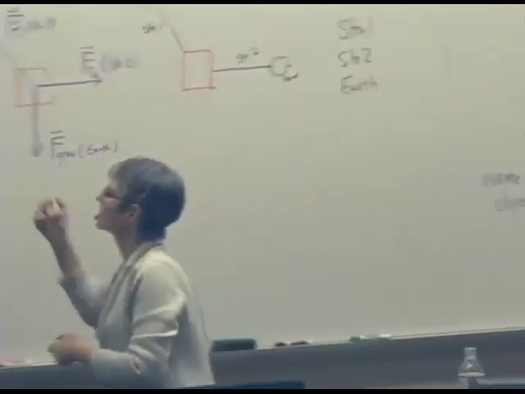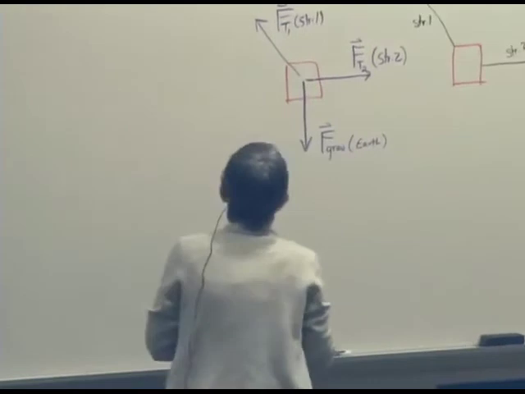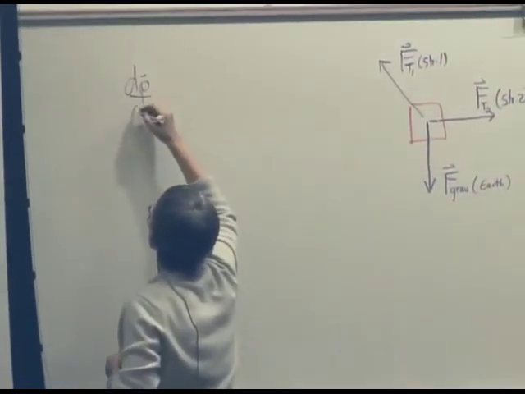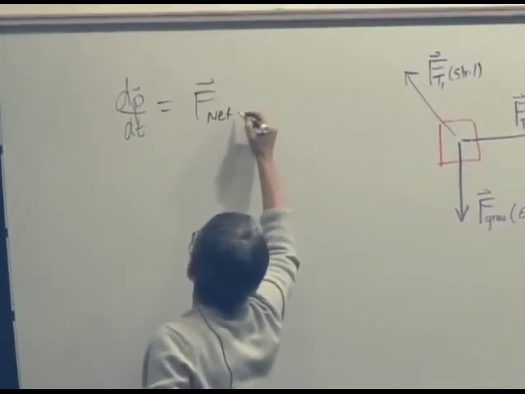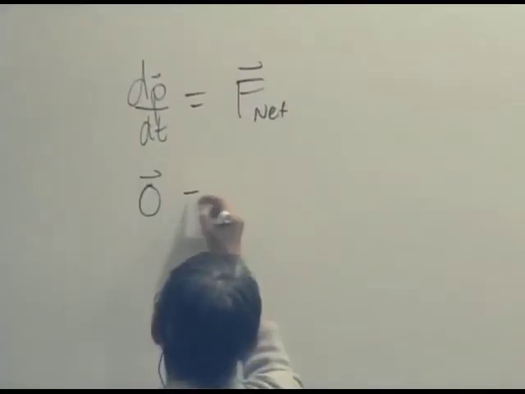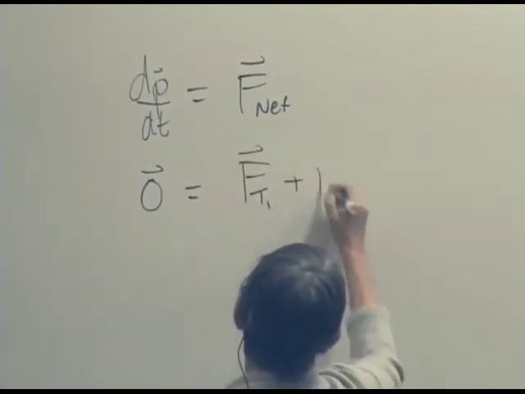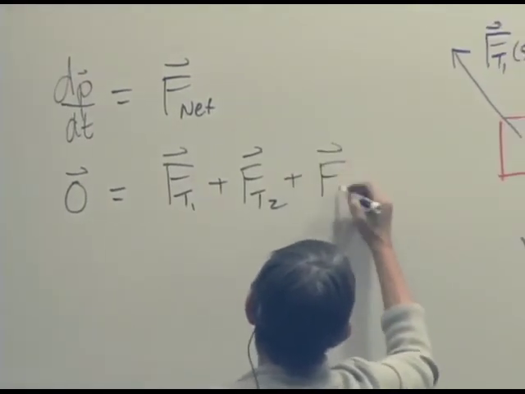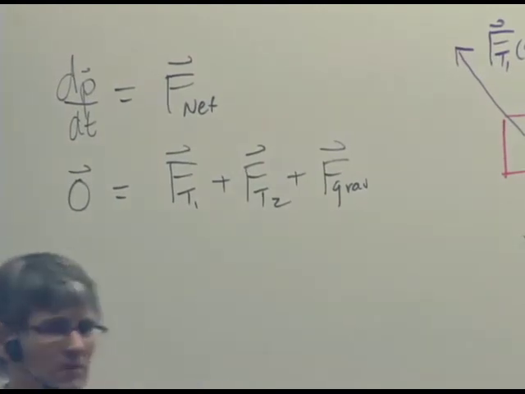We have dp/dt is F net, and this is a zero vector, and this is Ft1 plus Ft2 plus the gravitational force, and they all add up. They should add up to zero.